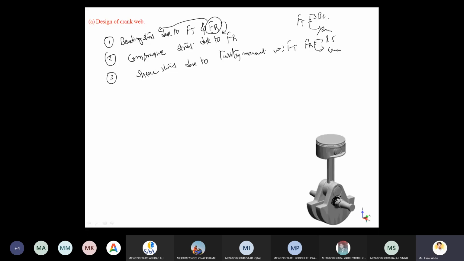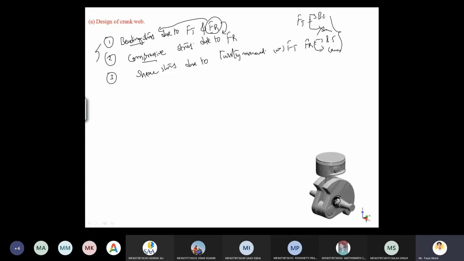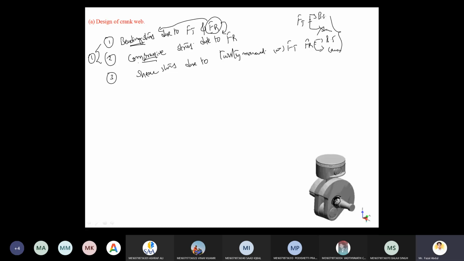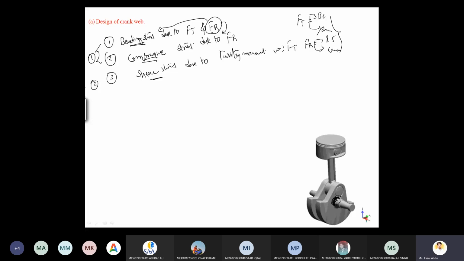Total how many stresses here? Four stresses are there. See here, this bending and compressive together we can call as one kind of stress, and this is a totally different category. So this is what we are calling the second one. So broadly we can differentiate two distinct types of stresses here.